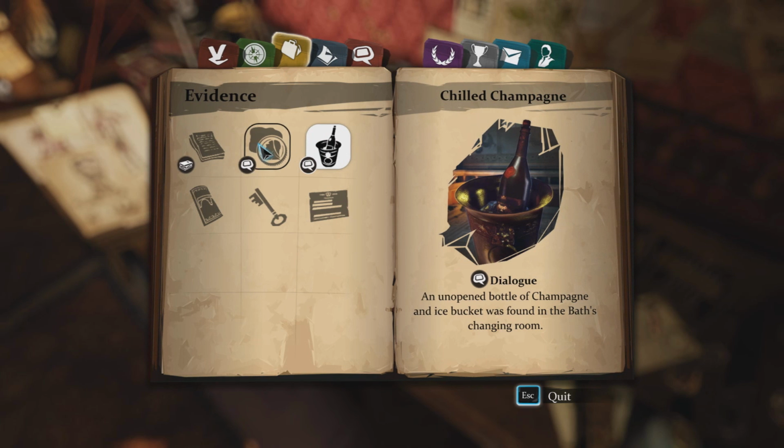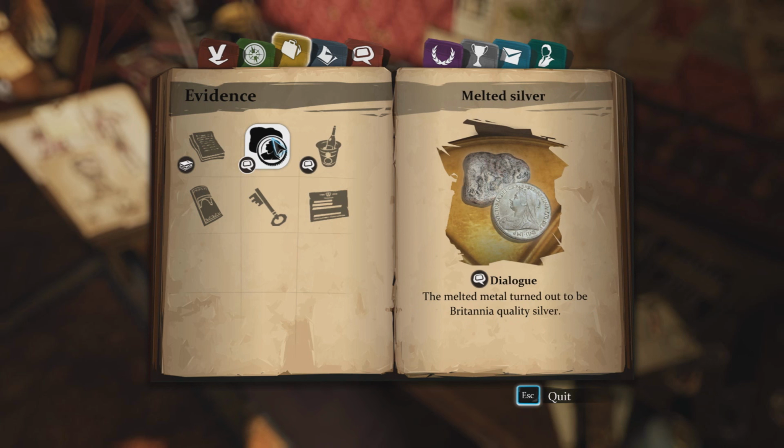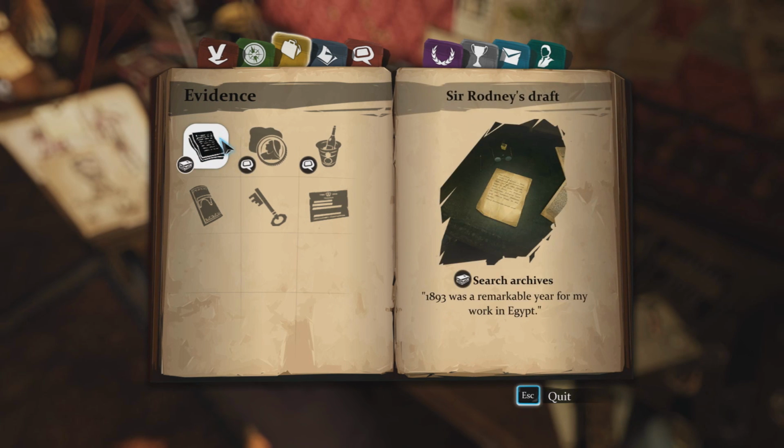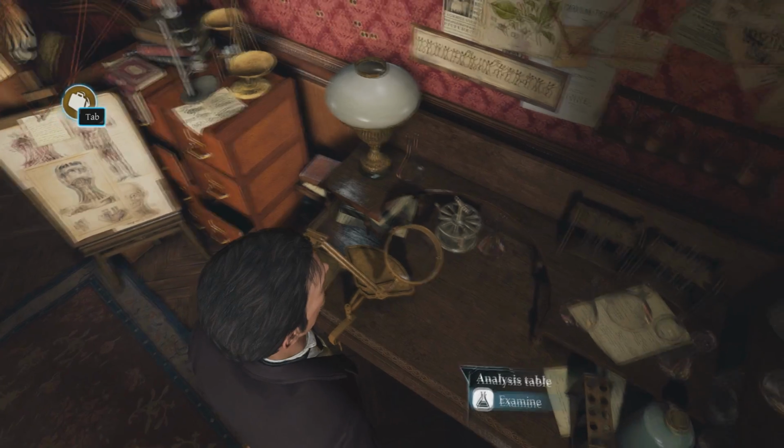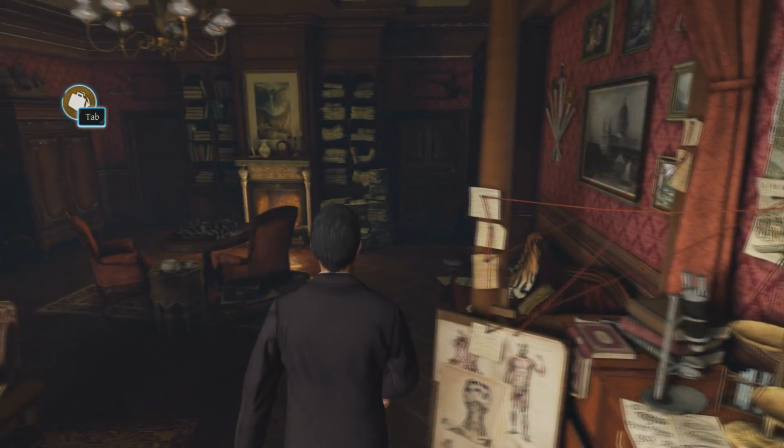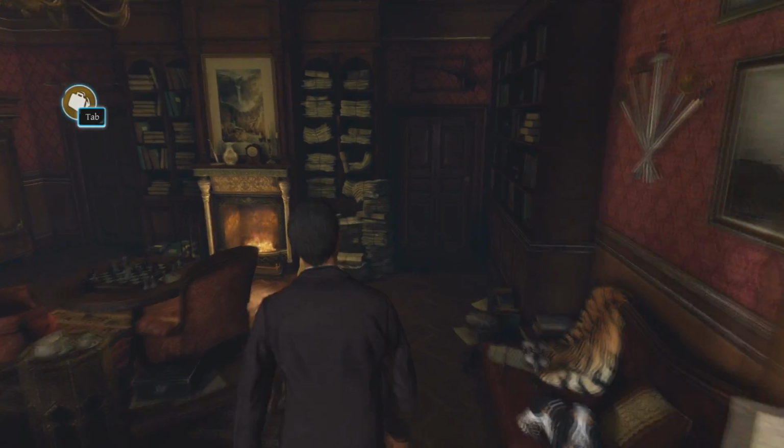An unopened bottle of champagne and ice bucket was found in the bath's changing room. The melted metal turned out to be Britannia's quality silver. 1893 was a remarkable year for my work in Egypt. 1893.